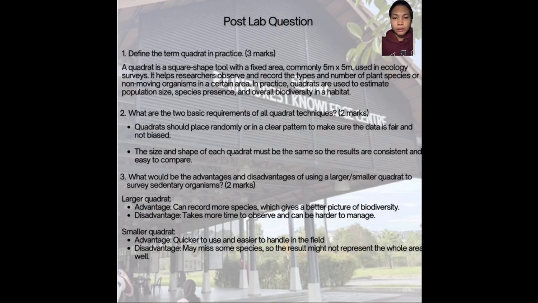After that are the post-lab questions for practical 2. For the first question, define the term quadrat in practice. A quadrat is a square-shaped tool with a fixed area, commonly 5 meters by 5 meters, used in ecology surveys. It helps researchers observe and record the types and number of plants, species or non-moving organisms in a certain area. In practice, quadrats are used to estimate population size, species presence and overall biodiversity in a habitat.